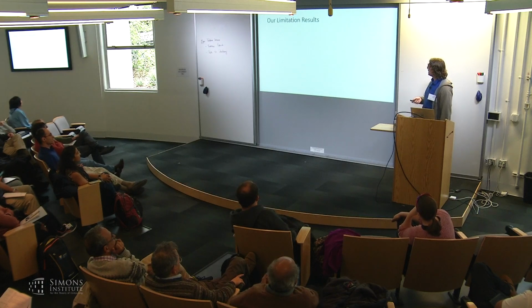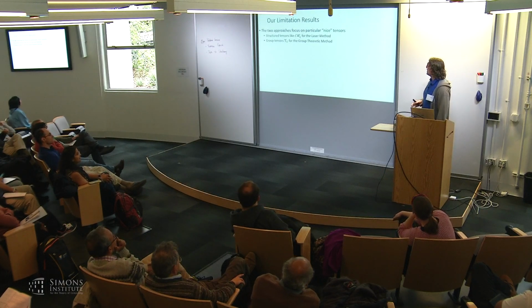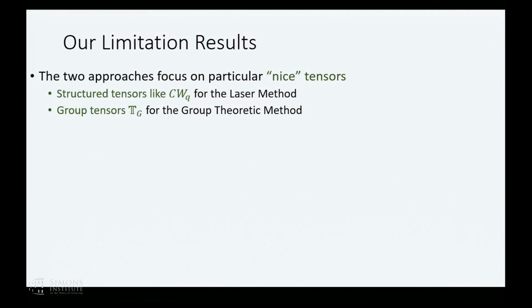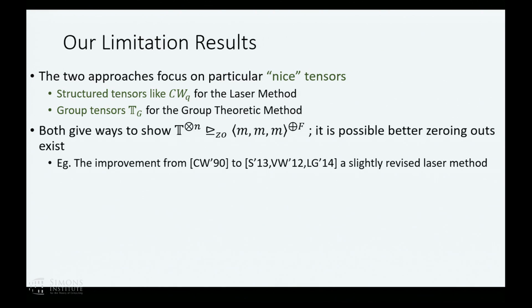So I guess just to recap what Virginia was saying, these two known approaches that we have for getting the best known bounds on omega, they focus on particular nice tensors. Like the laser method works for tensors which have some structure, like the Coppersmith Winograd tensor. The group theoretic method works for these group algebra tensors. And they both give ways to show that powers of your tensor can zero out into big matrix multiplication tensors. But it's possible that bigger zero matrix multiplication tensors exist inside these tensors that these methods don't find. And for instance, I think we even believe that they almost certainly do.